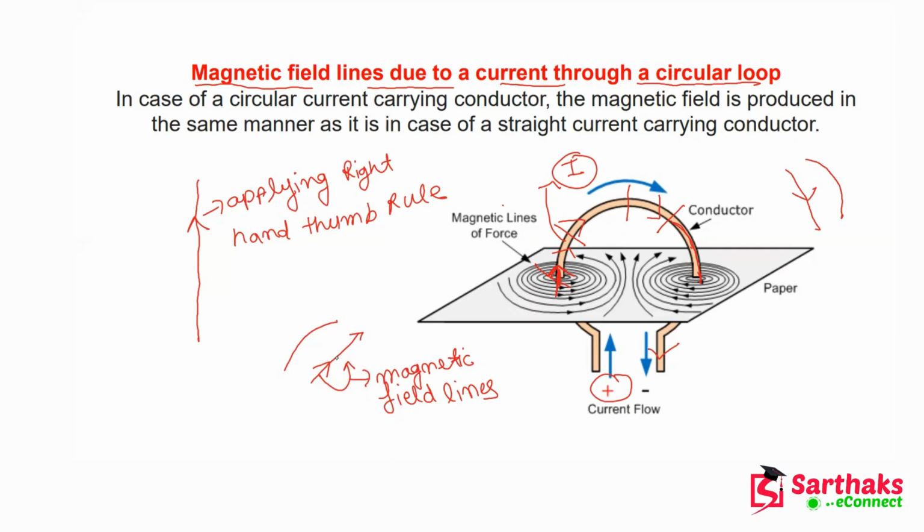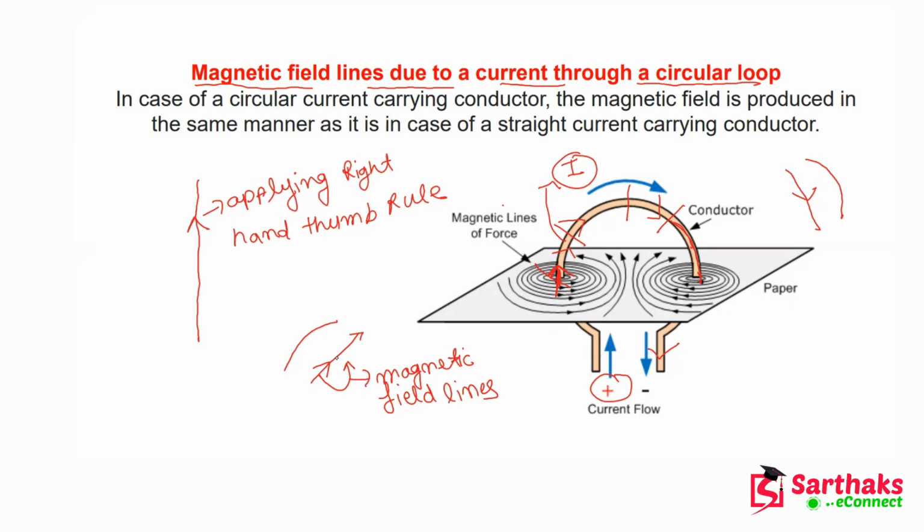So guys, what we have observed here is that in the center, the magnetic field lines are entering. When we see it from this side, you can see that magnetic field lines are entering. So if you observe from the other side, then magnetic field lines will appear to be going out from the other side.